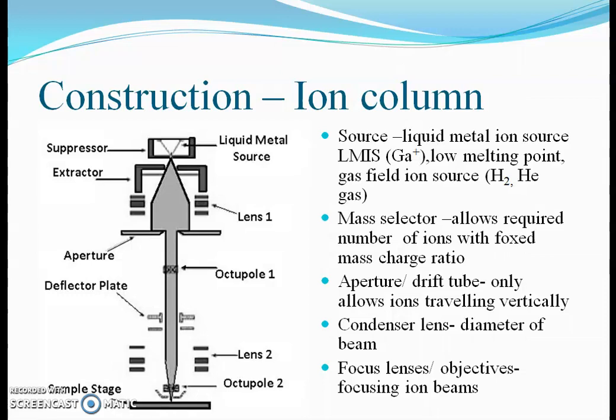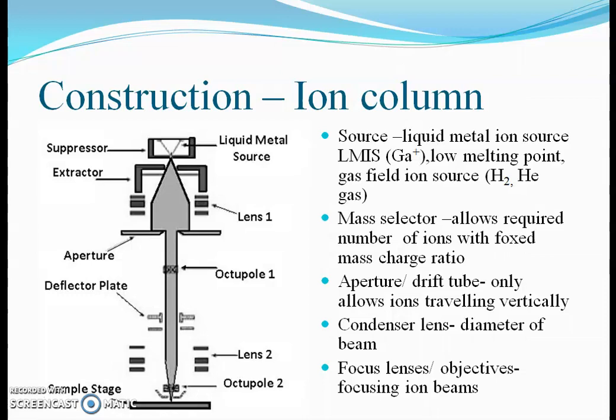Then the aperture or drift tube. What is the main function of the aperture or drift tube? Only allow ions traveling vertically. You can identify in this figure the ions are moving in different directions, so they should move to the particular position. For that purpose, an aperture or a drift tube is used.